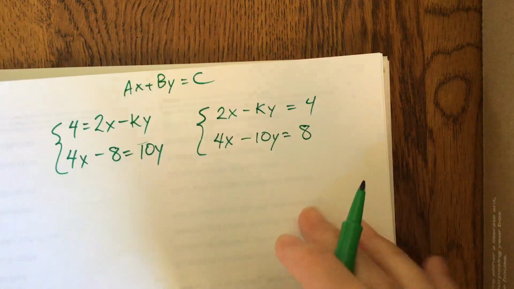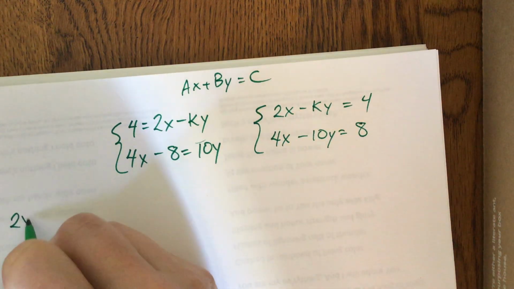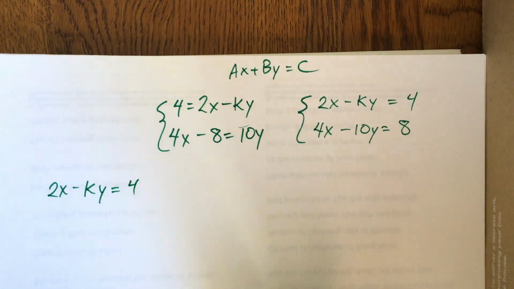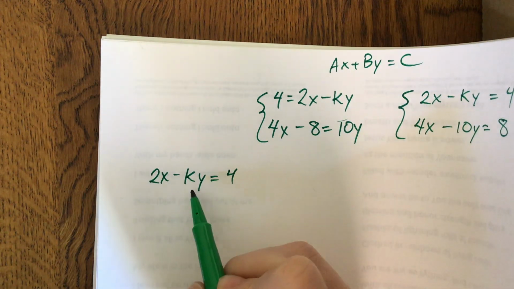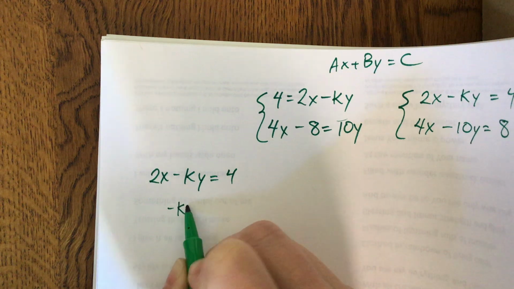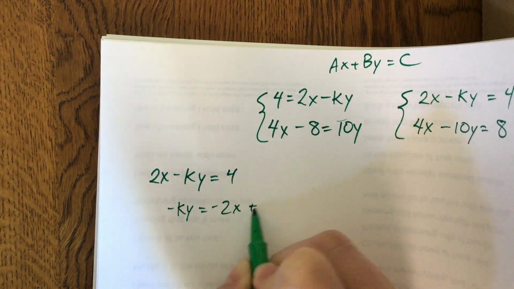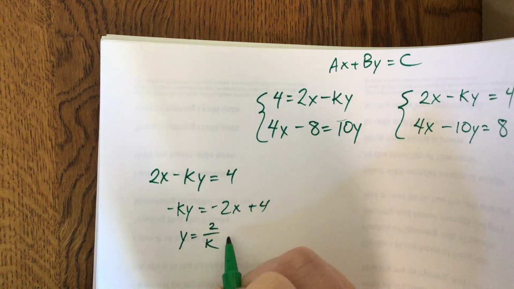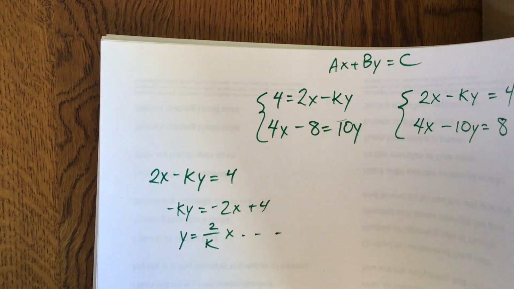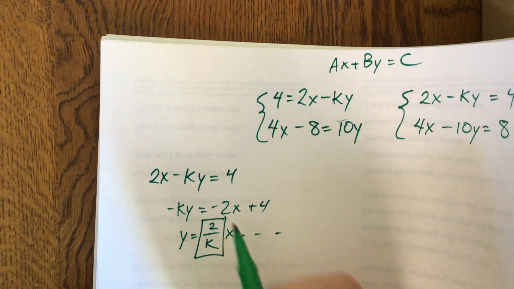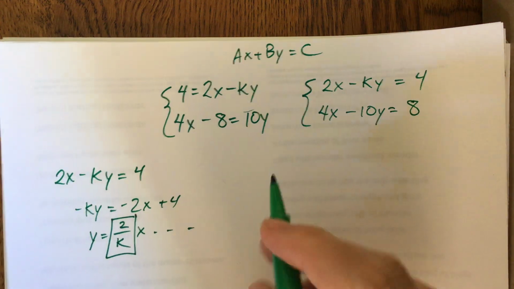If I take the first one, 2x minus ky equals 4, to find the slope, or the gradient, I want to solve for y. So I have negative ky equals negative 2x plus 4, divided by negative k. So y would equal 2 over k x, and I don't really care about the rest of it, because the negative divided by negative is a positive, and all I care about is the gradient.